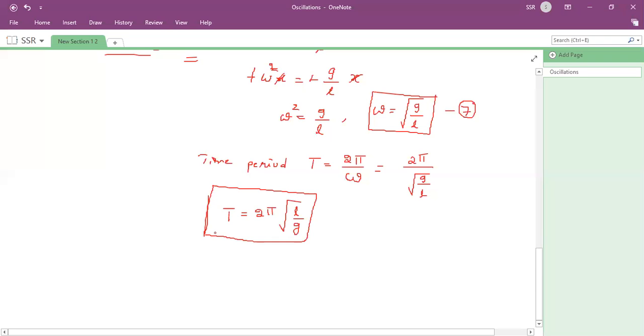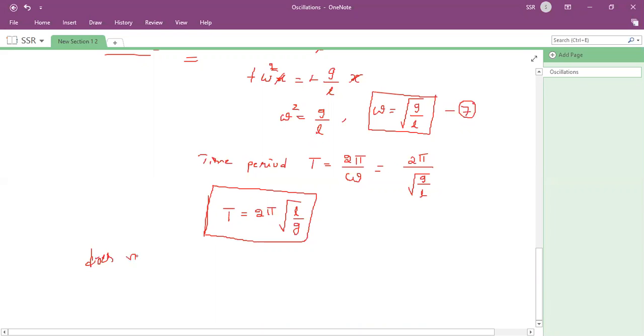So this is about the proof of the simple pendulum time period. T is equal to 2 pi root L by G. Then what factors does it depend on? Time period does not depend on the mass of the bob. That means it is independent of mass.